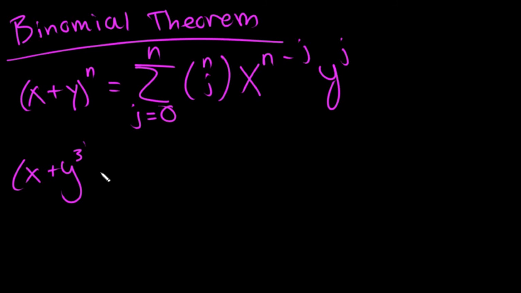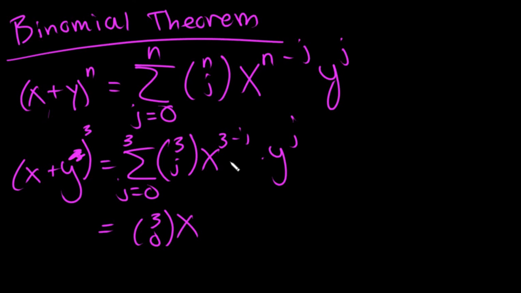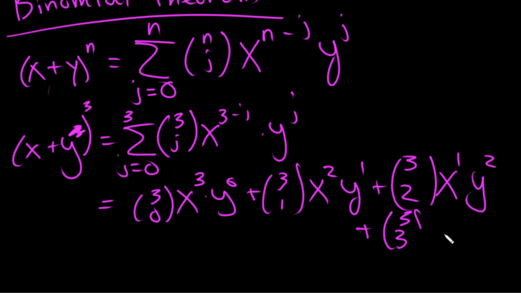(x + y)^3 equals the sum from j equals 0 to 3 of 3 choose j times x^(3-j) times y^j. So when j equals 0, this 3 should not be here, it should be here. If I start with the index j equals 0, this is going to be 3 choose 0 times x^(3-0), which is 3, y^0. Now when j equals 1, 3 choose 1, times x^(3-1), which is 2, y^1, plus 3 choose 2, times x^(3-2), which is 1, times y squared, running out of room, plus 3 choose 3, times x^0 times y cubed. Okay?